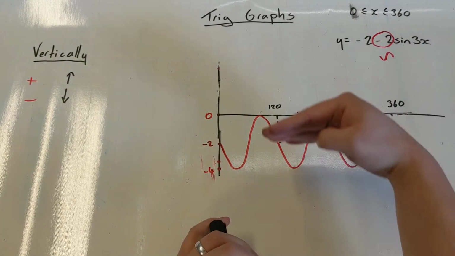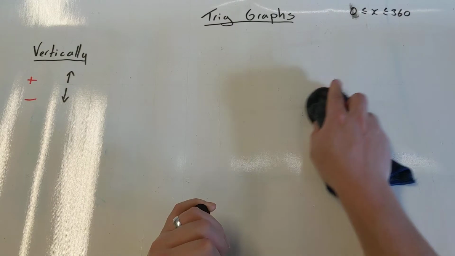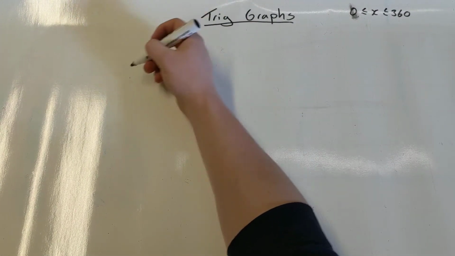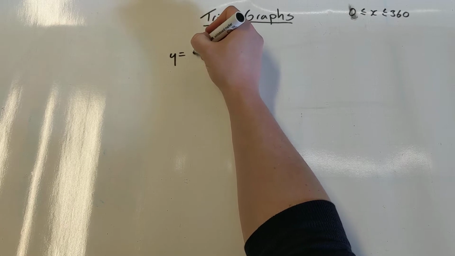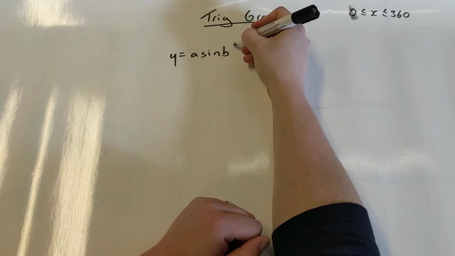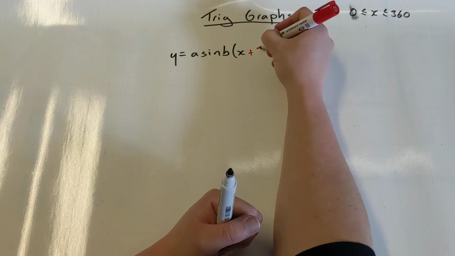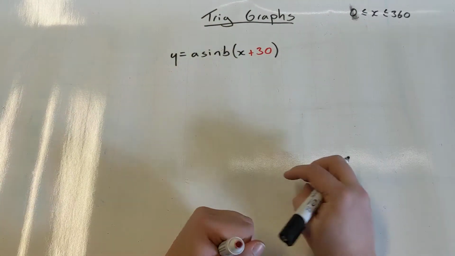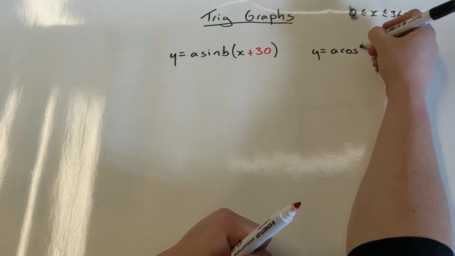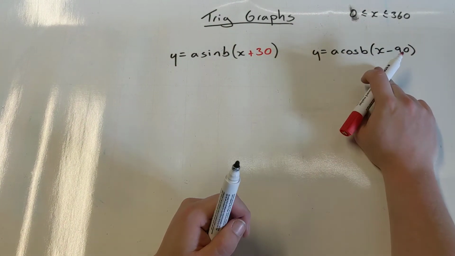You just shift everything. Now, what people often find a little trickier is if you're moving it horizontally instead. And so, if you're moving your graph horizontally, what you get for your equation, I'm just going to use 2 blank examples. So we get y equals a sine b, and this time the x bit is going to go in brackets. And so I'm just going to pick a number. We might get 30 instead. And that's telling us that the graph has moved horizontally 30. Or we might get one where it's a cos b x minus 90. And that tells us the graph has moved 90 horizontally.